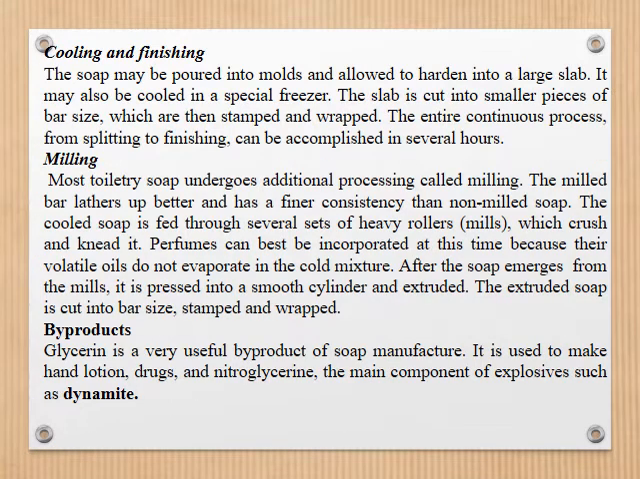The third step is cooling and finishing. The soap may be poured into molds and allowed to harden into a large slab. It may be allowed to cool in a special freezer. The slab is cut into smaller pieces of bar size, which are then stamped and wrapped. The entire continuous process from splitting to finishing can be accomplished in several hours.